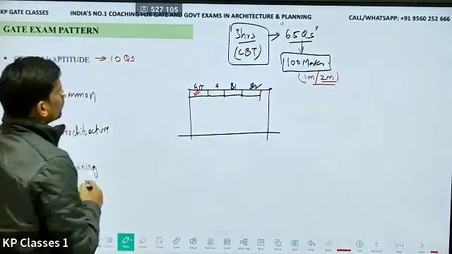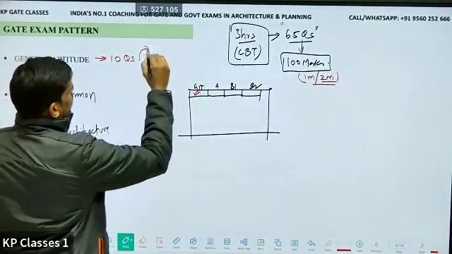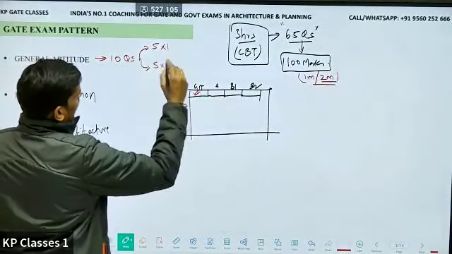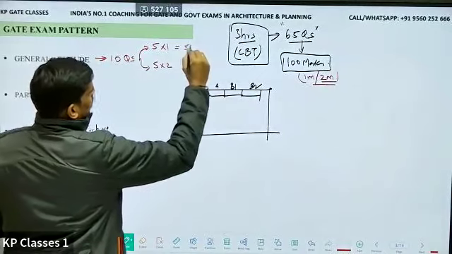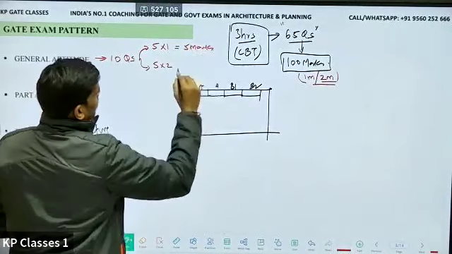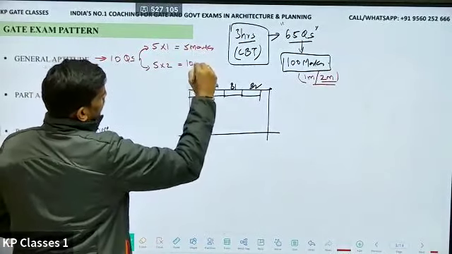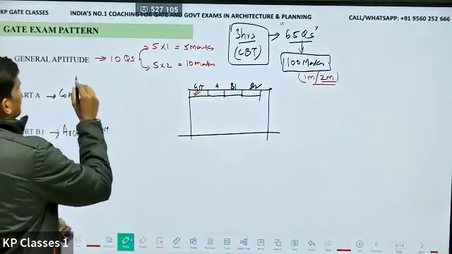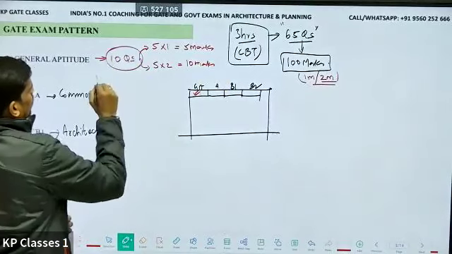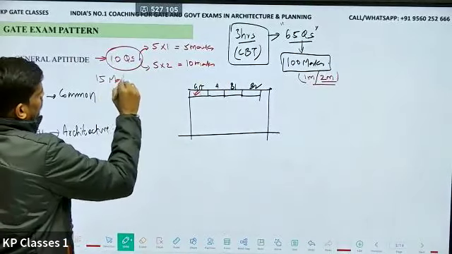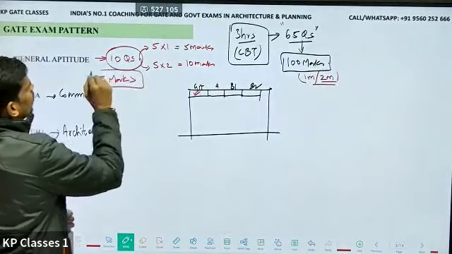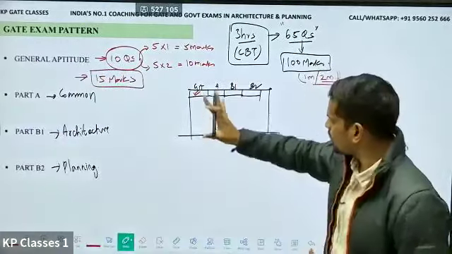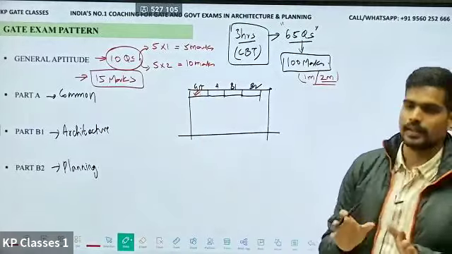In the general aptitude part, you have 10 questions, of which 5 questions will be for 1 mark and 5 questions will be for 2 marks. So 5 questions of 1 mark will be 5 marks weightage, and 5 questions of 2 marks will be 10 marks weightage. The total weightage of the general aptitude part will be 15 marks. These 15 marks are fixed for everyone attempting the paper. That first section, 15 marks, is compulsory.